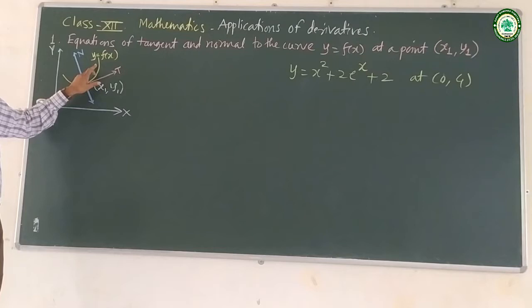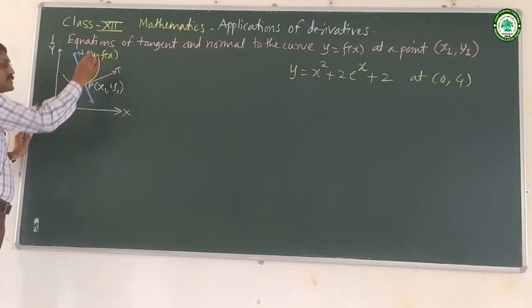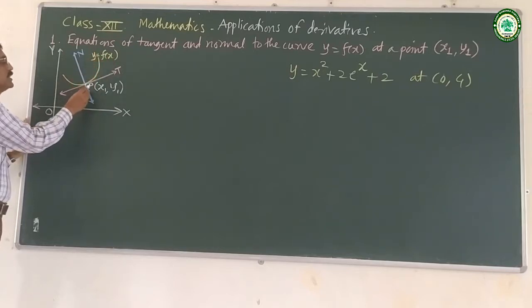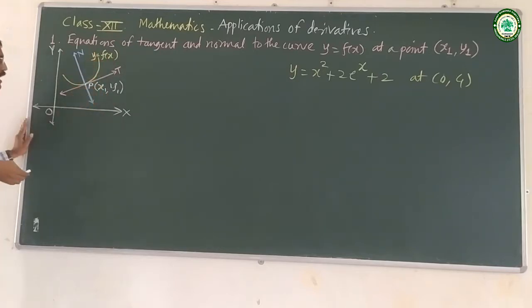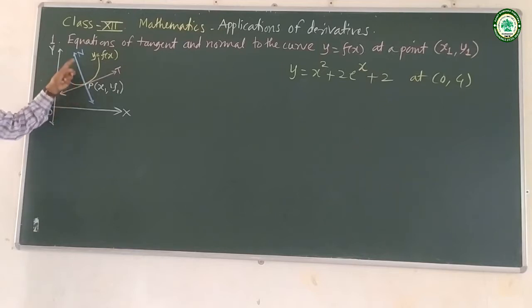in two-dimensional geometry. See, if this is the curve y is equal to f of x, this is a point of contact P x1 y1 at which there is a tangent T and a line which is perpendicular to the tangent, it is normal to the curve. Let us find equations of these tangent and normal to the curve at the point P x1 y1.